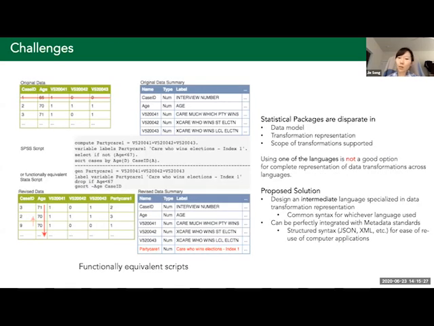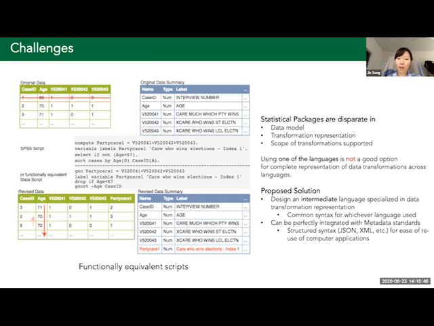Okay, so back to our challenges. We have talked about how statistical packages are so disparate from each other. They are disparate in three ways mainly. First is the data model. Second is transformation and representation. And third is the scope of transformation supported.